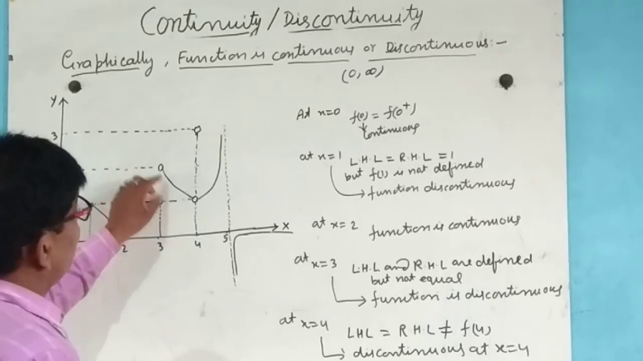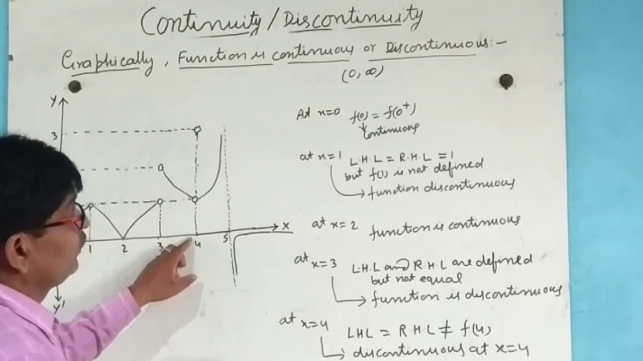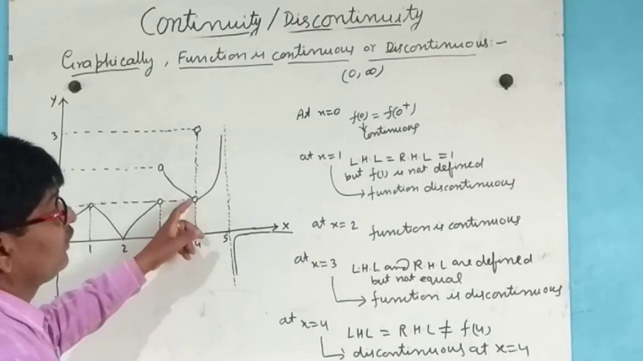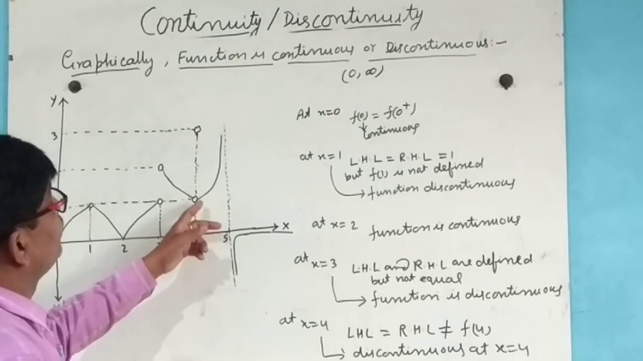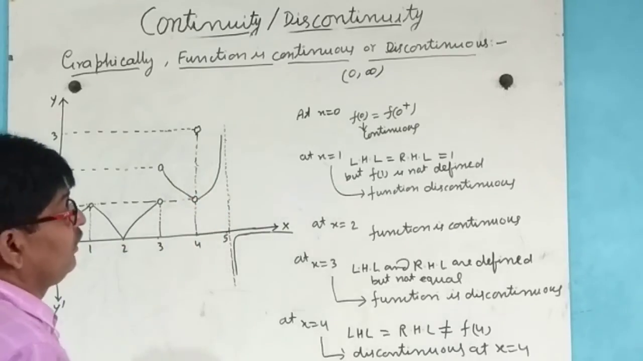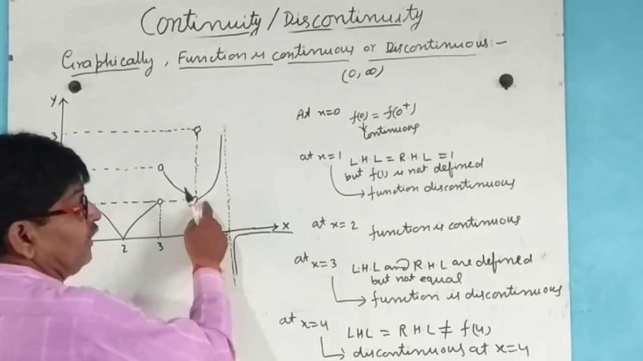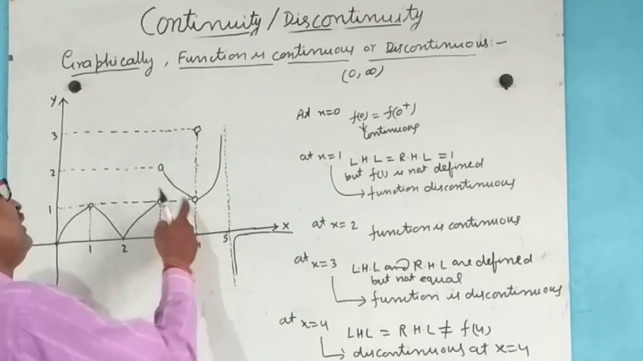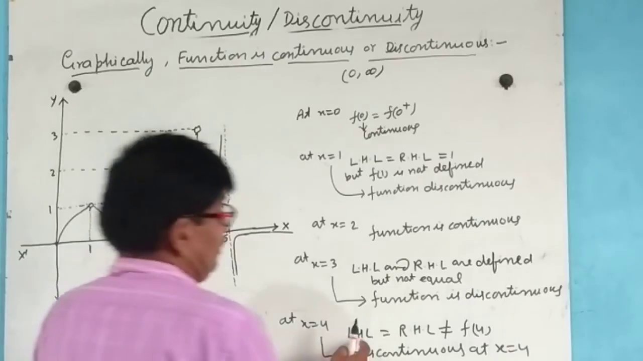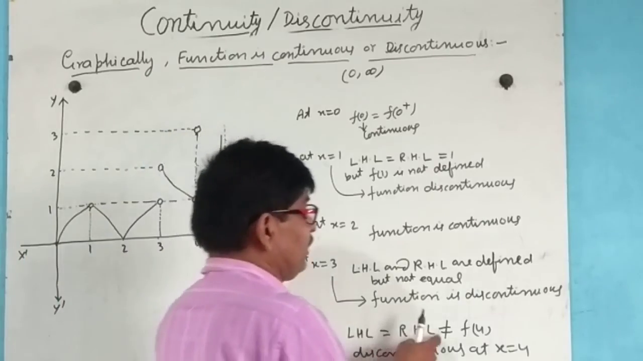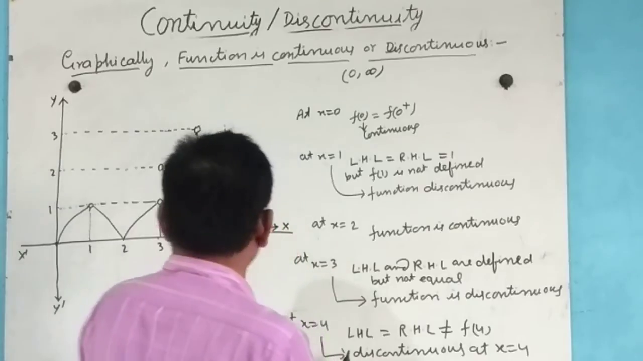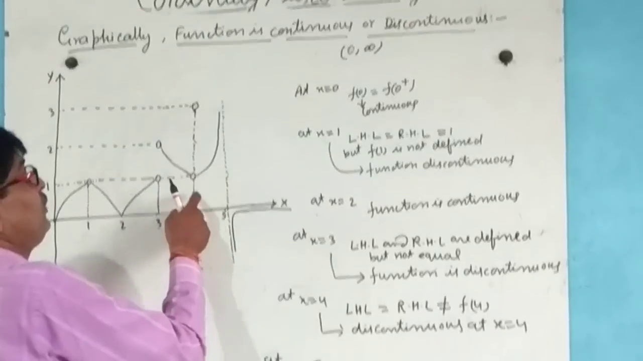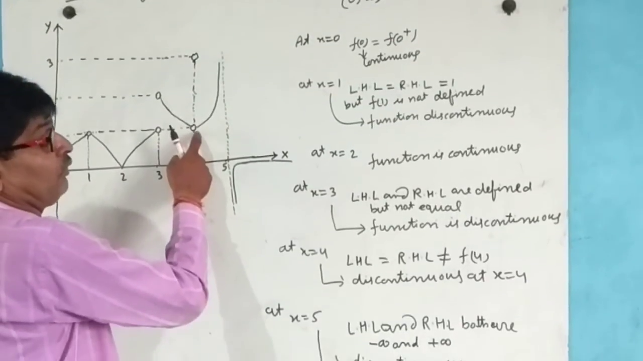Now at x equal to 4, the left hand limit and right hand limit are equal but not equal to f(4), because here is a gap. So the left hand limit and right hand limit are equal but not equal to f(4), so the function is not continuous at x equal to 4.